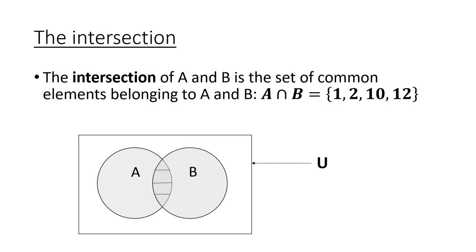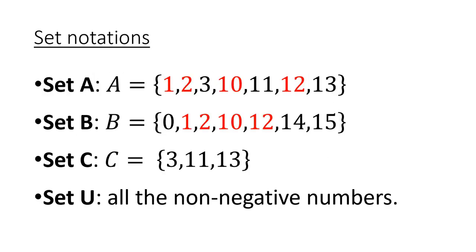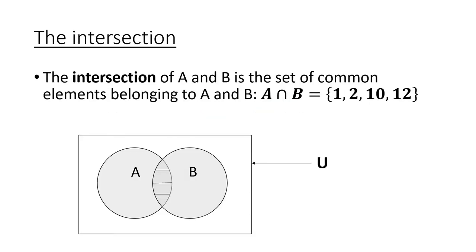Another thing is intersection. So the intersection of A and B is the set of common elements which belong to A and B. So this is the interpretation. As you can see, they have to be the elements of both A and B. And as we discussed before, there are four elements like this: 1, 2, 10, and 12. That's why to the intersection of A and B, we include 1, 2, 10, and 12. And please pay your attention to the fact how we denote the intersection.